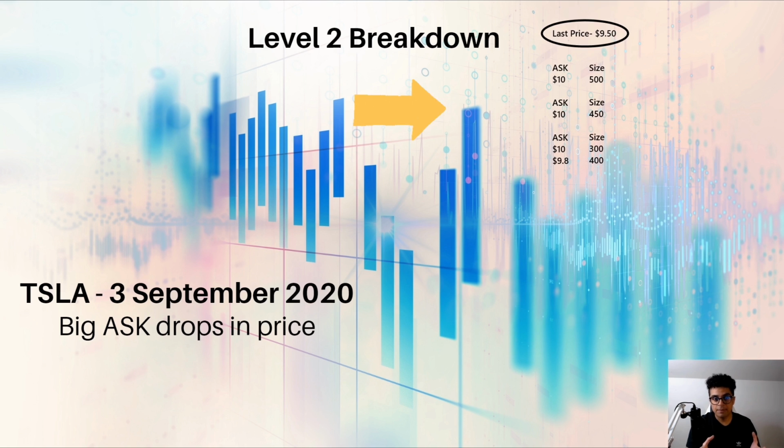Let's take an example of a stock around the $10 mark, and the last traded price of that stock is $9.5. Now, before going long, the stock has been in an uptrend, and as a day trader, or if you are a scalper like me, before taking long, I'm waiting for the $10 mark to break because I see that there's a big ask, 50,000 shares on the $10 mark.